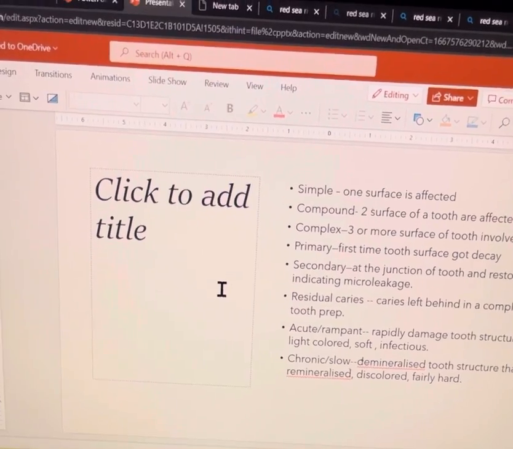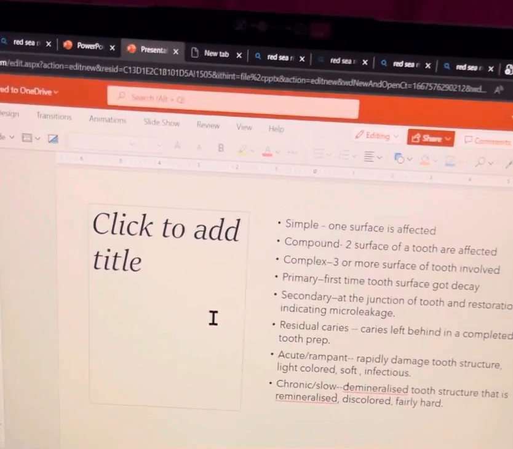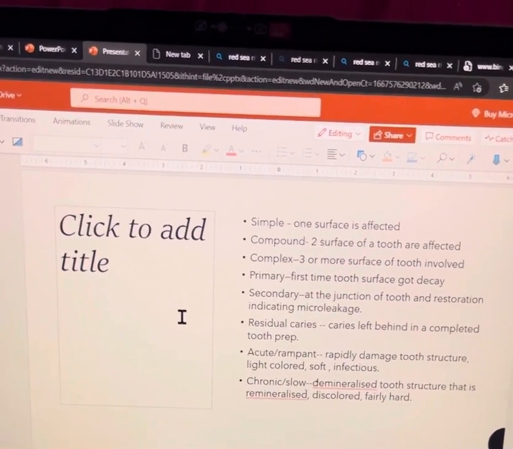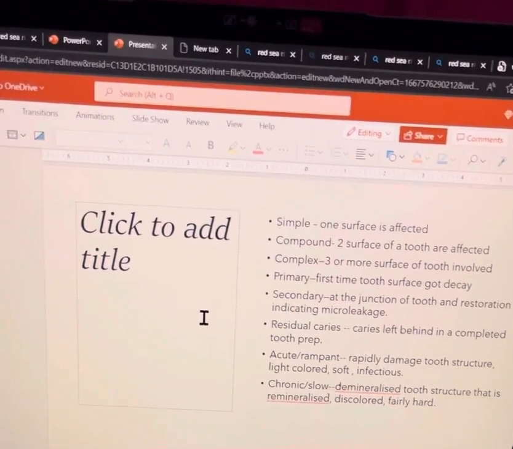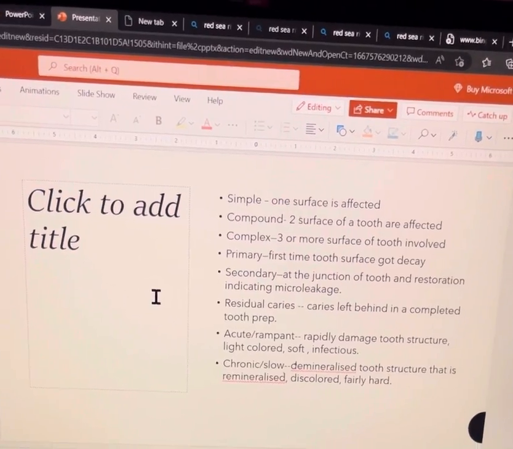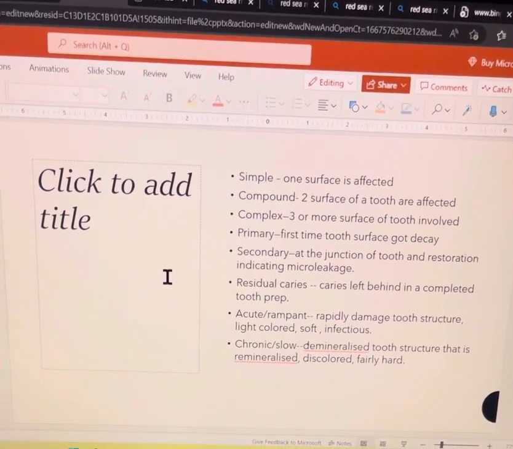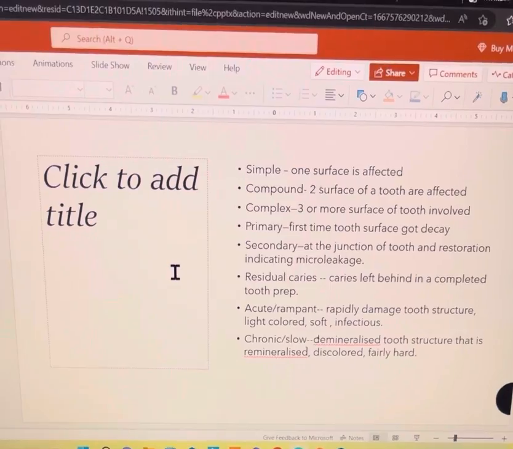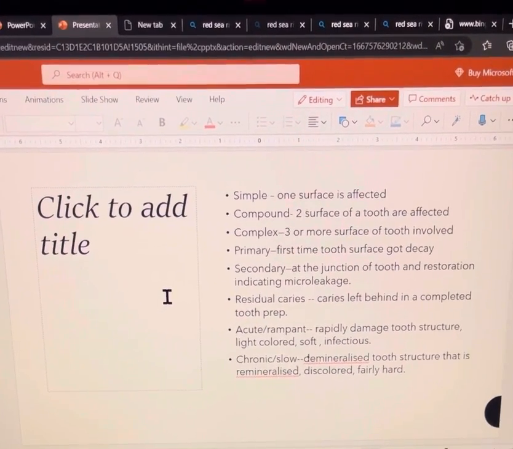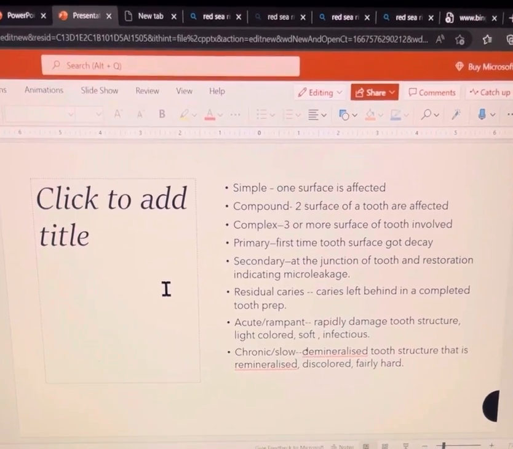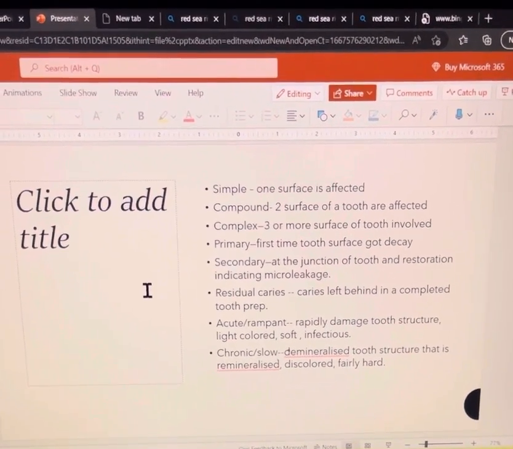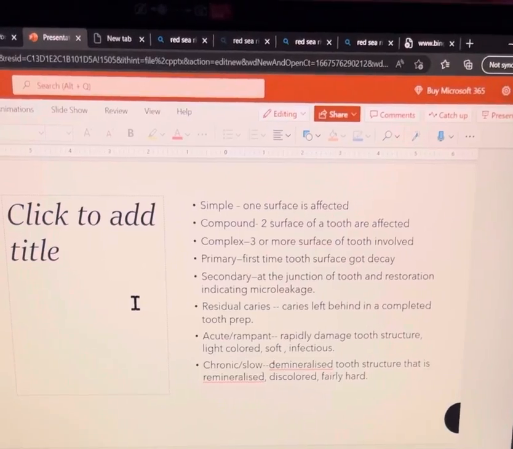Then there are different types of classification, according to which we can classify caries based on how many surfaces are involved. Simple, only one surface. Compound, 2 surfaces of the tooth are affected. Complex, 3 or more surfaces of the tooth are involved. Then there are primary, secondary, residual caries, acute, rampant, chronic, or slow. So let's go through all these.